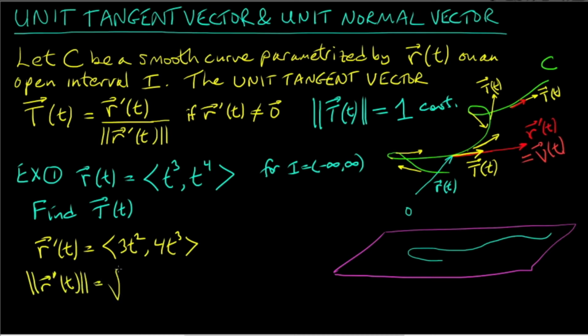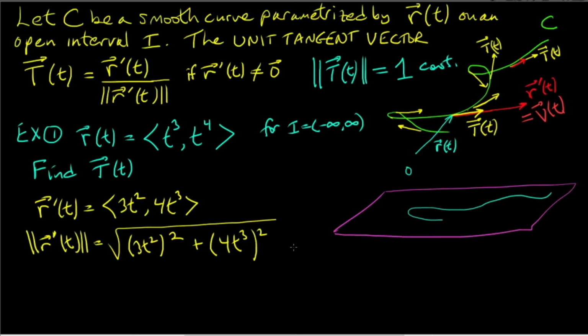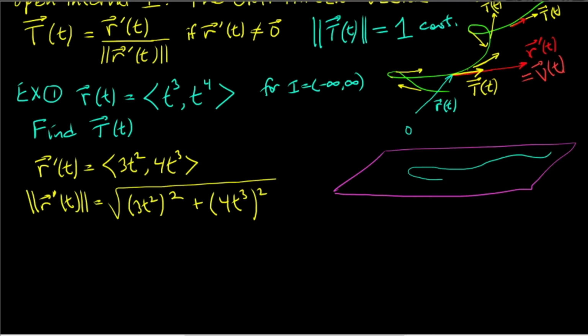So that's going to be the square root of (3t squared) squared plus (4t cubed) squared. Okay, so I didn't need quite that much space, but in general, right? So let's just multiply all that out, see what we get. We get the square root of 9t to the 4th plus 16t to the 6th.